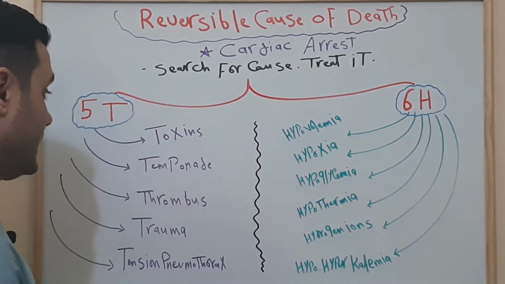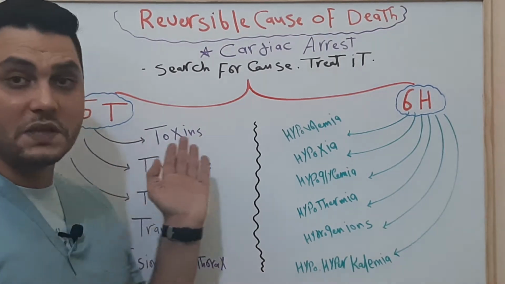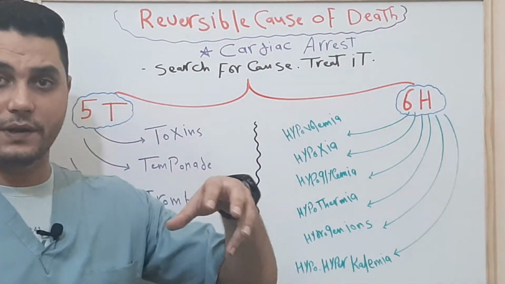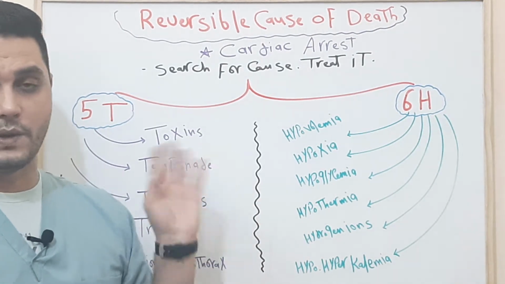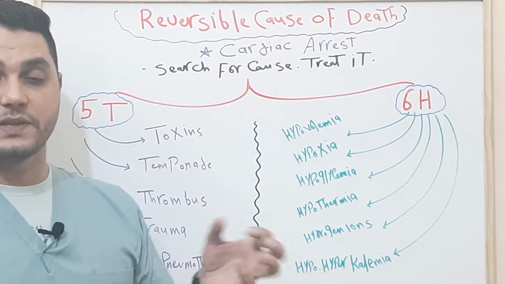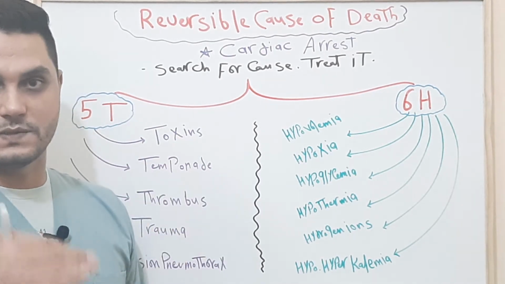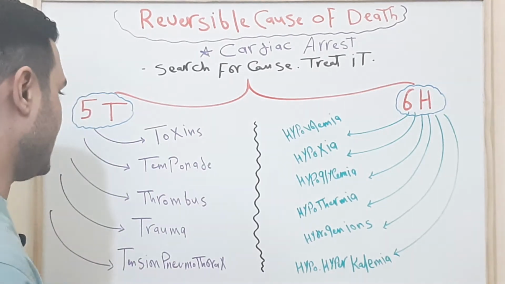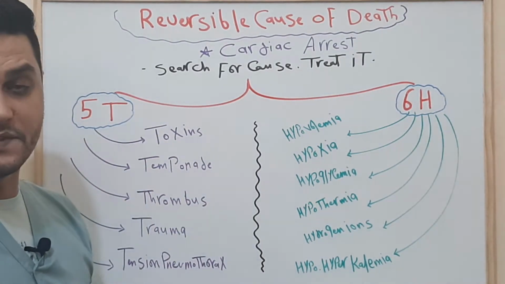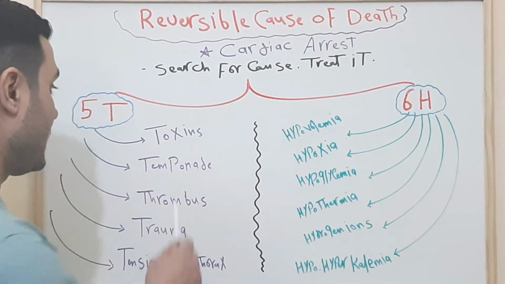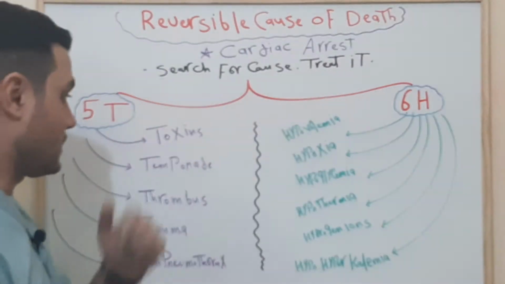Here the 5T. The first thing is toxins. If the patient has Lanoxin toxicity, we know there is a normal level for Lanoxin. If the patient takes Lanoxin and this level increases, the patient has Lanoxin toxicity, so we will give him the antidote and stop Lanoxin. So we know the cause and we will try to treat it. Also in toxins, a patient who takes drugs like cocaine, it may be a cause. So if he stops and we try to treat him, the cause will be relieved.